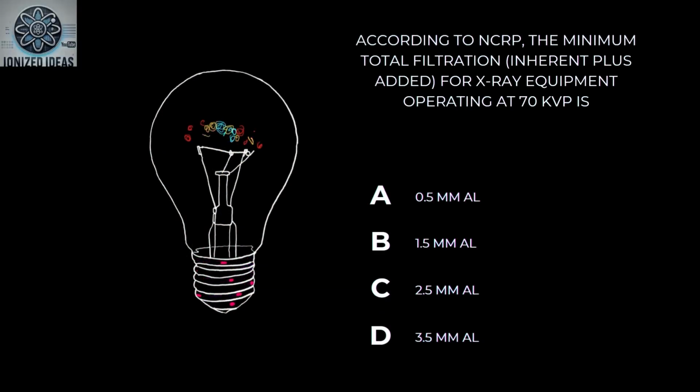According to NCRP, the minimum total filtration, inherent plus added, for X-ray equipment operating at 70 kVp is: A. 0.5 mm Al, B. 1.5 mm Al, C. 2.5 mm Al, D. 3.5 mm Al.